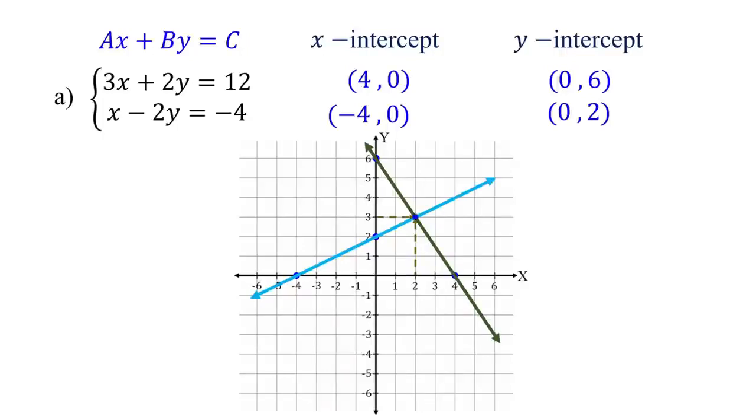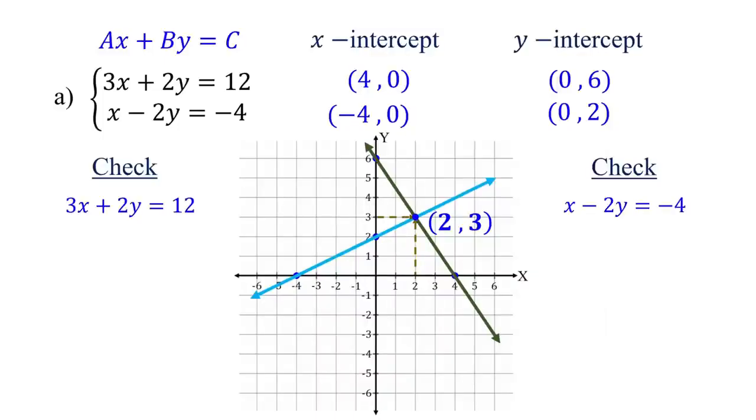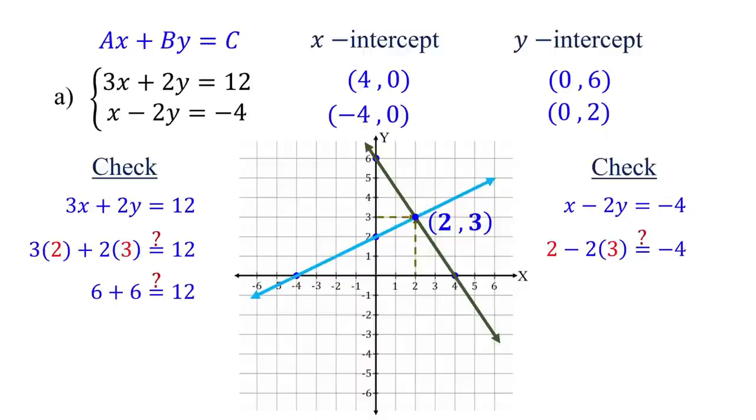The intersection point of these two lines, which is (2, 3), is the solution to the system of equations. We can verify this solution by substituting it into both equations. Substitute 2 for x and 3 for y. In the first equation, 3 times 2 is 6, and 2 times 3 is also 6, which adds up to 12. In the second equation, 2 times 3 equals 6, and 2 minus 6 equals -4. As you can see, both equations are satisfied, confirming that the ordered pair (2, 3) is indeed the solution.